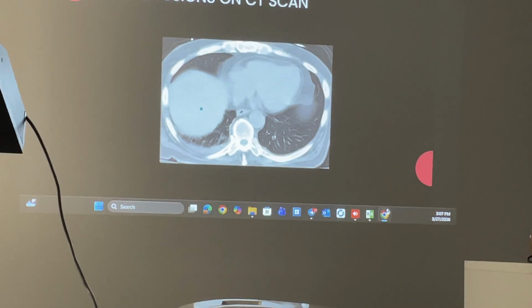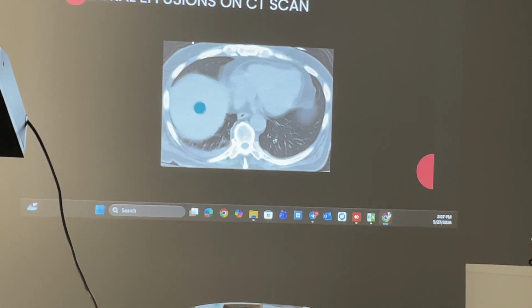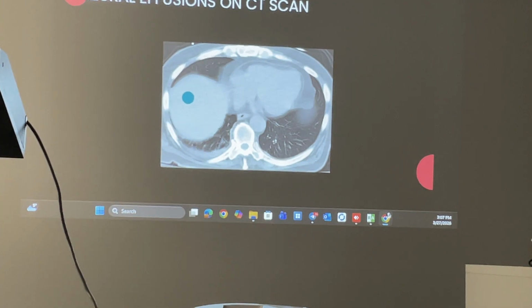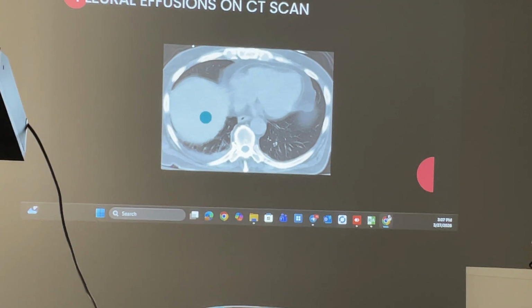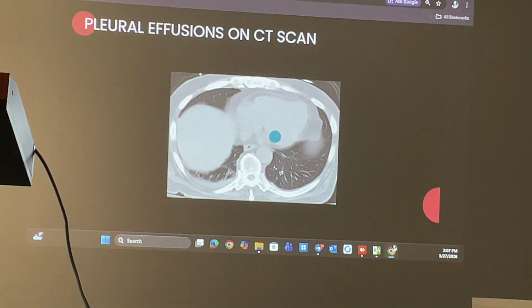Your right side is the patient's left side. Your left side is the patient's right side. So this is your left side, and the patient's right side. What is this? This is the heart surface, and it is marked.